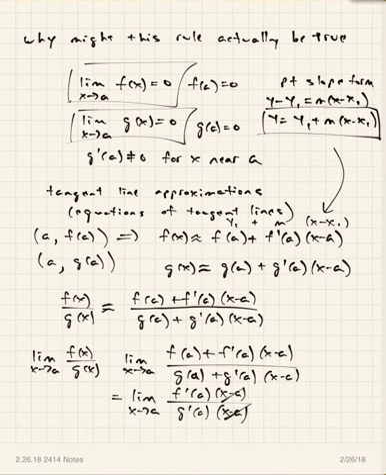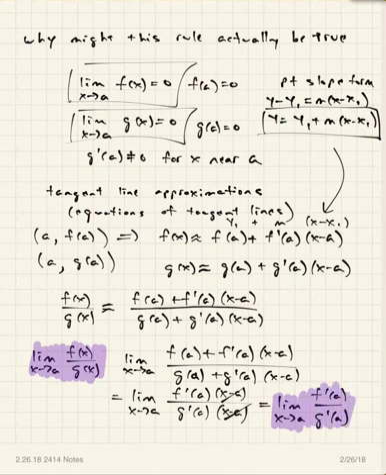And so you get that this is the limit as x approaches a of f prime of a divided by g prime of a, like that. Right, and so what do we have here? We have that with these restrictions in place that we've talked about, the limit as x approaches a of f of x over g of x would be the same as the limit as x approaches a of f prime of a over g prime of a.